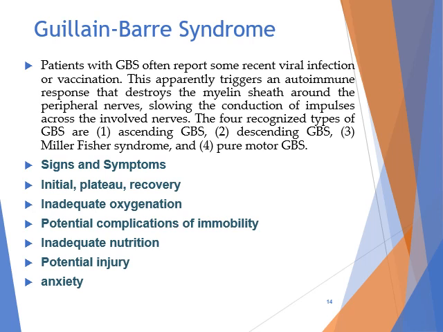All right, so signs and symptoms I told you about, the initial plateau and recovery. So interventions, and these are in your book under the patient problems, goals, and outcome criteria. So we're going to kind of concentrate on our care plans. So inadequate oxygenation. Some patients require a ventilator when it starts ascending up to the respiratory nerves. So closely monitor them for signs of respiratory distress. Respiratory rate greater than 30 breaths per minute. Abnormal chest and abdominal movement.